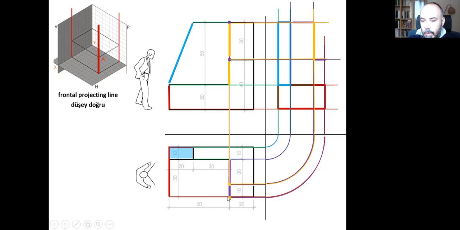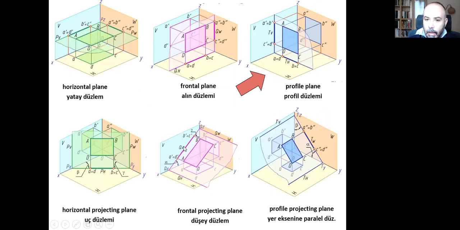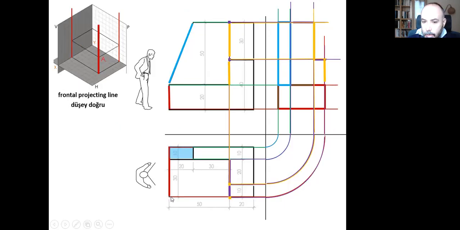It again appears as a point in the top view. So when I transfer it, I can draw its left side view. However, since this red surface, this one here, is closer to this person, and this yellow line, the yellow frontal projecting line, is at the back, there is a distance difference between them. I need to leave a little gap again to indicate that difference.